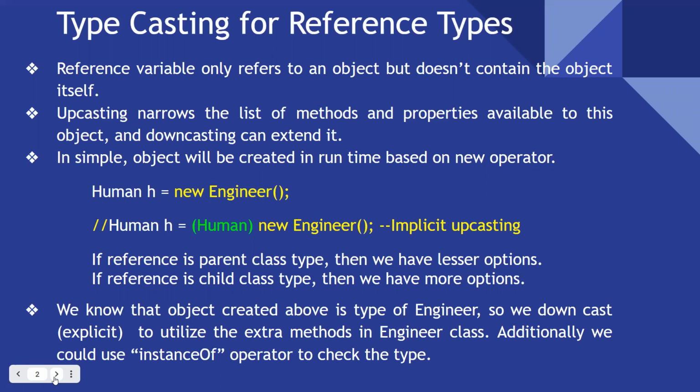Then upcasting. For example, in inheritance in Java, you might have a parent class and a child class. Upcasting is nothing but taking the child object and casting it to the reference of the upper class, or parent class. So what happens if you change from a child class to a parent class?